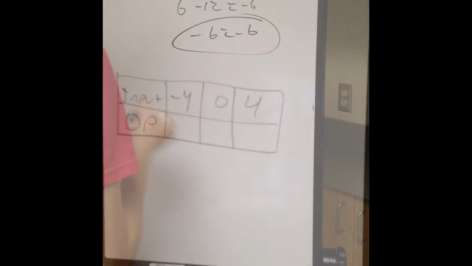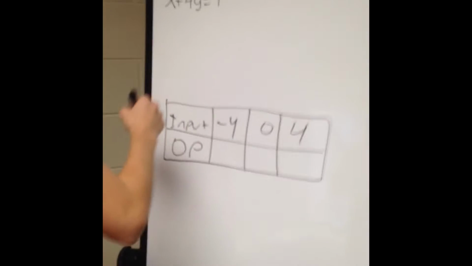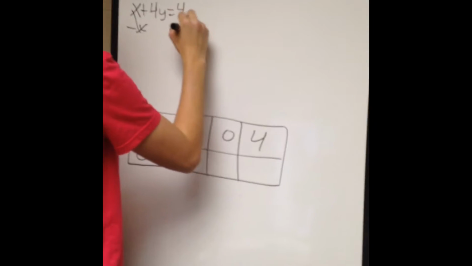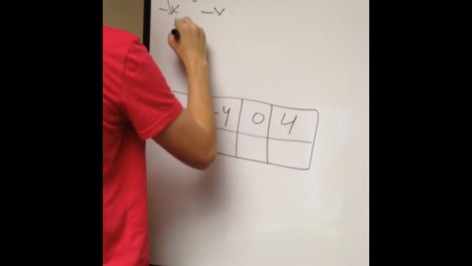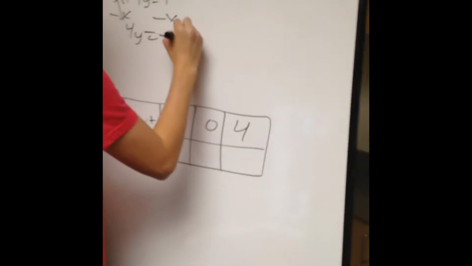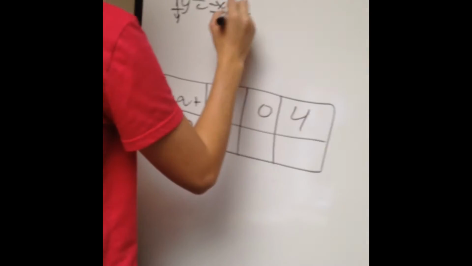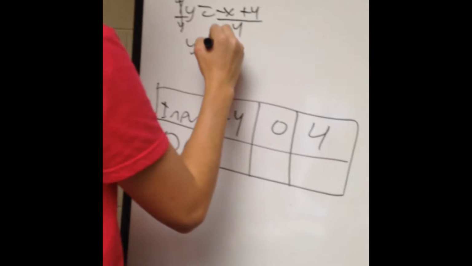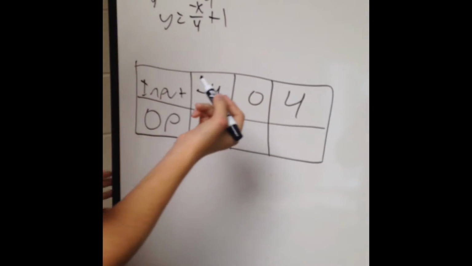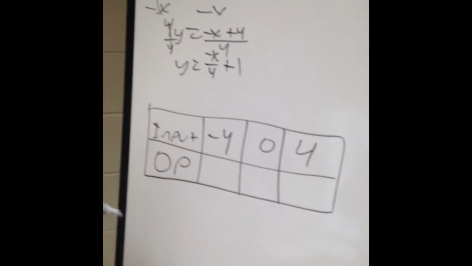So for example 2, graphing an equation, the first thing you're going to do with this equation is put it in y equals form like last time. So you're going to subtract x on both sides and divide by 4. So y equals negative x over 4 plus 1. And then you're going to substitute these variables to finish the function.